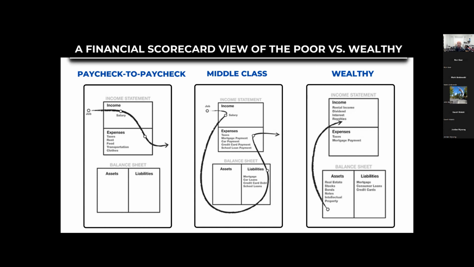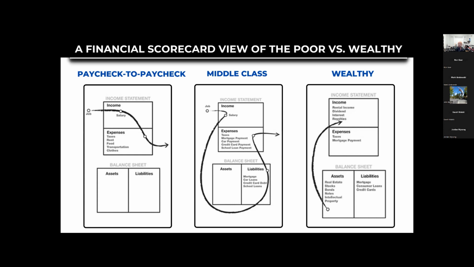You've got all the way to the left, the paycheck to paycheck person. All the way to the right, you've got this super wealthy, rich person. And these folks handle their profit and loss, or income statement, and the balance sheet a little bit differently. You've got the paycheck to paycheck folk who say, hey, I've got a job, I make a salary, but I've got expenses that are more or less equal to what I make. And so it comes in one side of the bank account and it goes out the other side simultaneously.